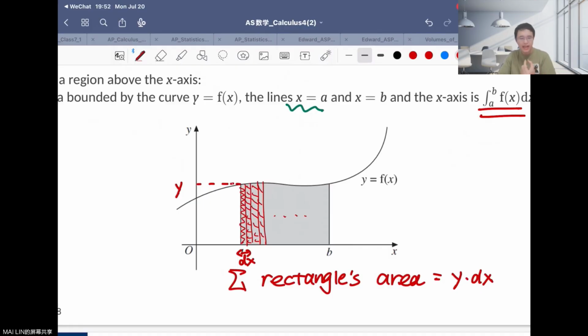All the dx added together from a to b can then be written down as an integration. They are the same value. That means making a sum from a to b, so we can write the integral from a to b of y dx. That is for this problem.